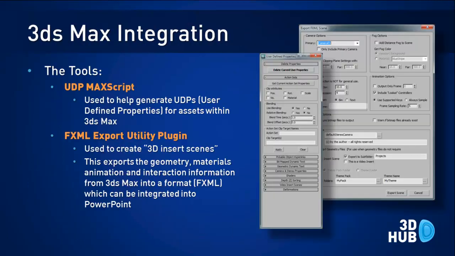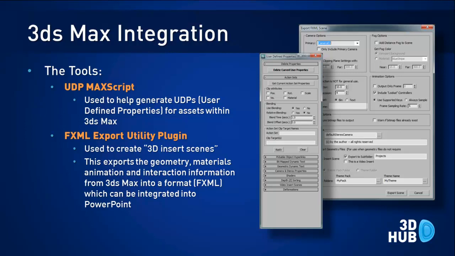So looking at the Max integration side, the tools that we have are obviously the UDP Max script, and I said that's used to generate the user-defined properties for the assets within 3D Studio Max. And we also have an FXML export utility. This is a plugin used to create 3D insert scenes. Now the 3D insert scenes are what we pull into PowerPoint using the Presenter plugin, and that's effectively all of the 3D data, all the geometry, all the materials, all the animation, all the interaction that we've assigned the objects in 3D Studio Max.